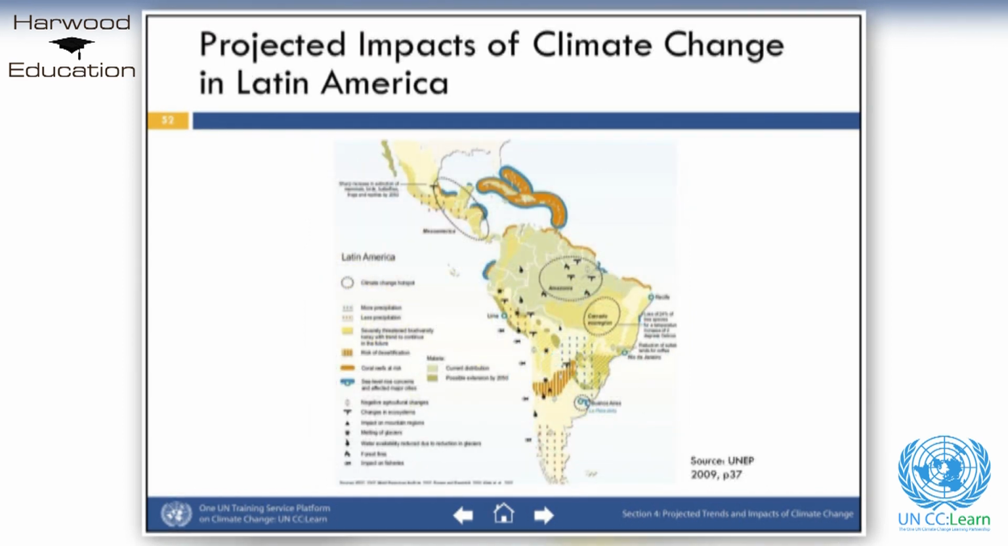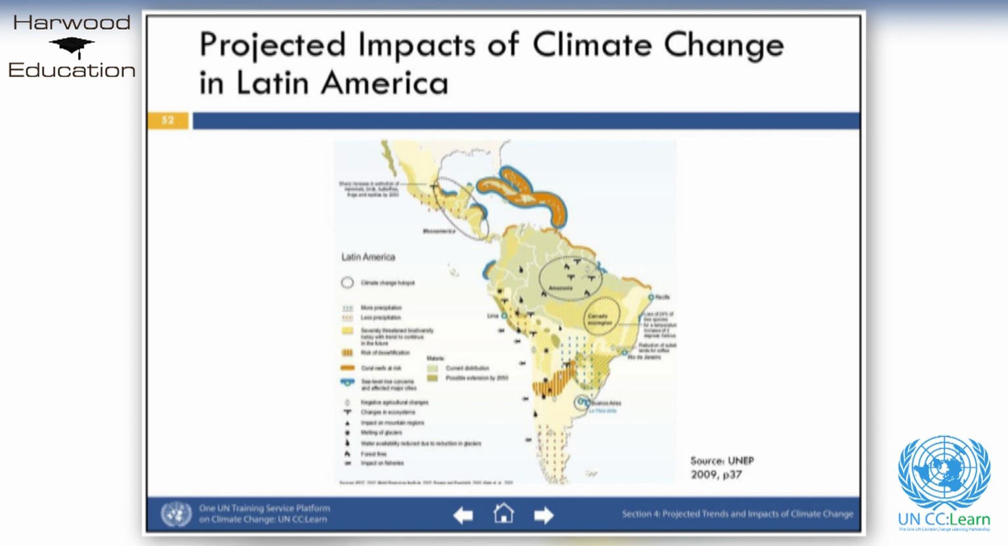Projected impacts of climate change in Latin America. This slide presents climate change impacts projected for the Latin American region. As a consequence of reduced precipitation and retreating glaciers, Latin America may have less water, affecting human consumption, agriculture, and energy generation. Yields of food crops may diminish, with adverse consequences for food security.